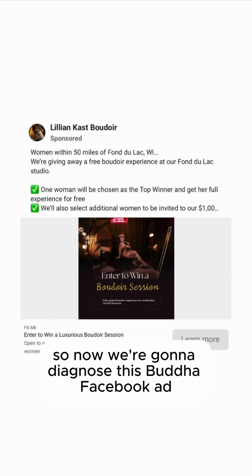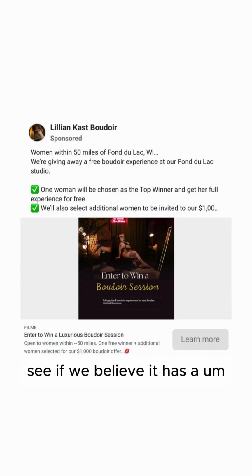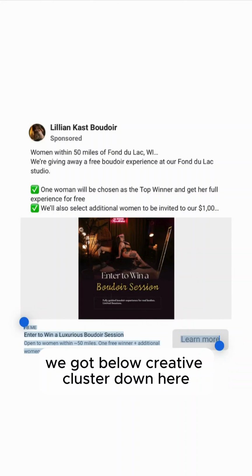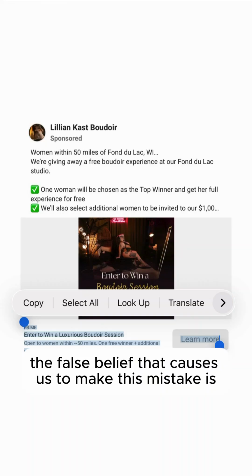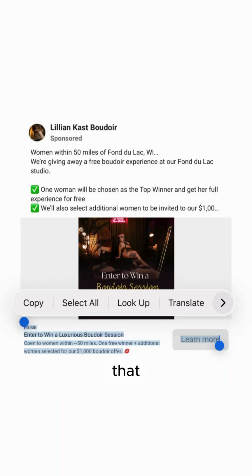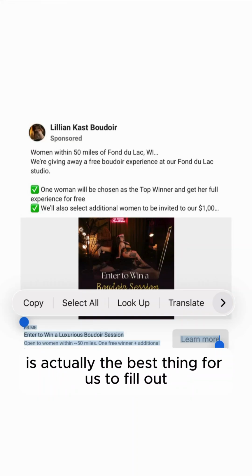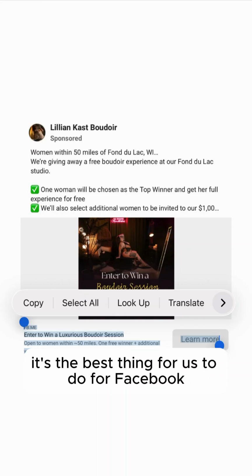So now we're gonna diagnose this Boudoir Facebook ad, see if we believe it has BLCS or not. So first thing we're looking at, we got below creative cluster down here. The below creative cluster mistake. The false belief that causes us to make this mistake is that we're trusting that what Facebook tells us we should fill out when setting up our ad is actually the best thing for us to fill out. But no, that's a mistake. It's the worst thing to do for us. It's the best thing for us to do for Facebook.